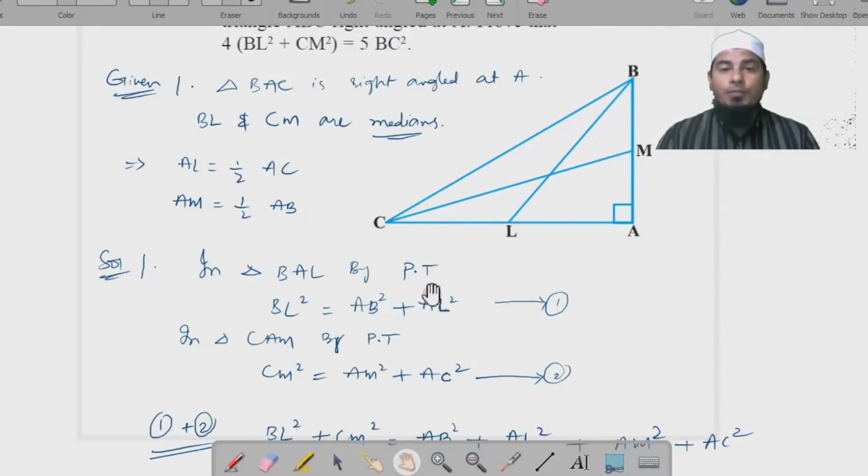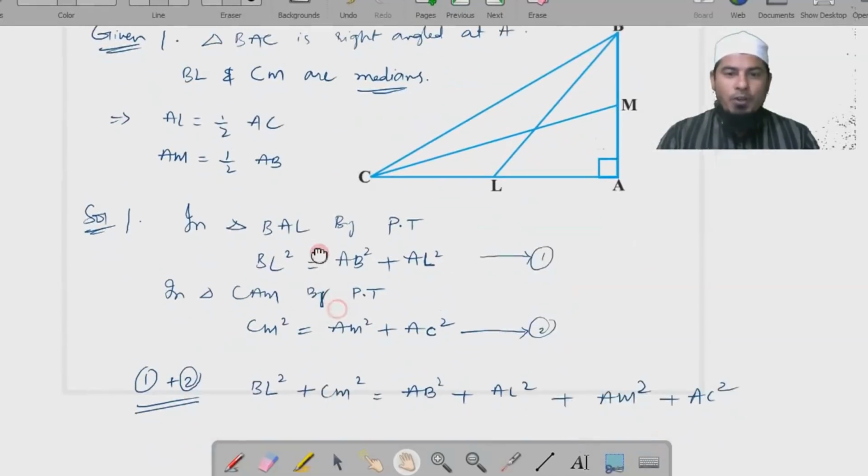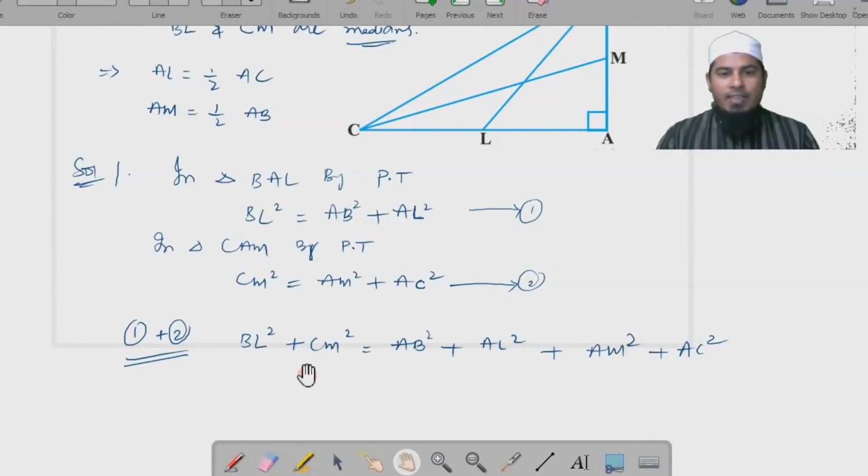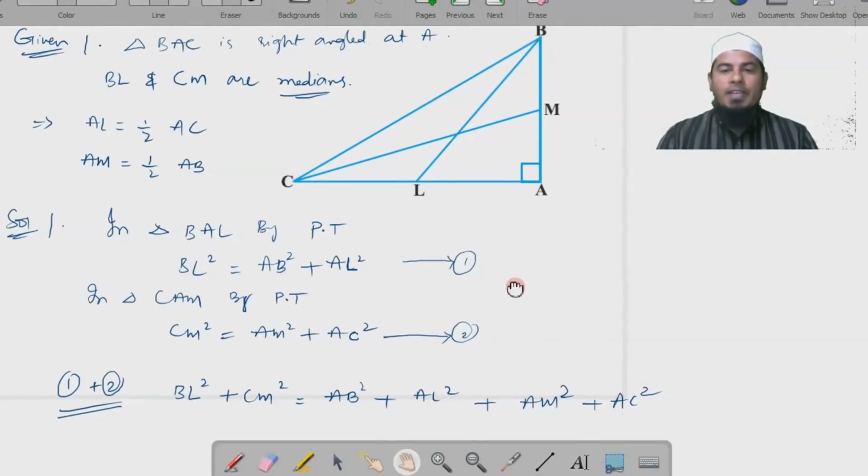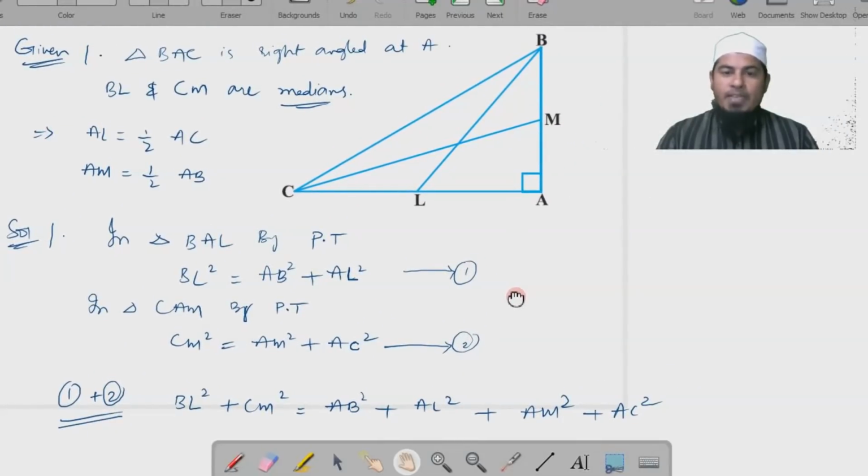Now what do I have to do? To get this, I have to add, but I don't get the 4. Let us simplify that. Maybe I'll get the 4 from the right hand side after transposing. Okay, so when I have added, I got the LHS, but the RHS seems to be very big. So let us apply some techniques to get our BC. AB square plus AC square you will get as BC square, Pythagoras theorem. Then AL can be written as half AC, and AM is half AB. Let us apply this and simplify.